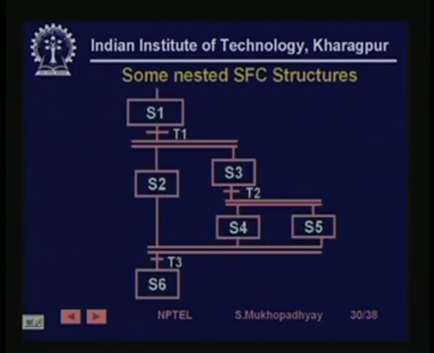You can nest programming; you can nest a concurrent loop within a concurrent loop. So, here if T1 occurs, S2 and S3, then from S3 if T2 occurs, then simultaneously S2, S4 and S5 can become active. And if all of them are active, then T3 will take place and then S6.